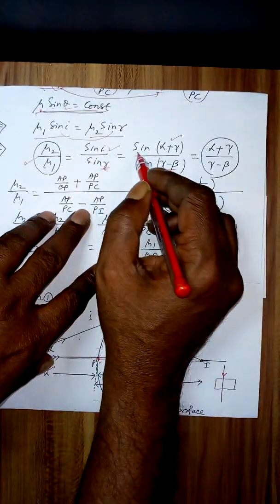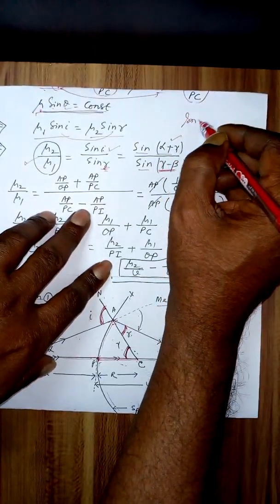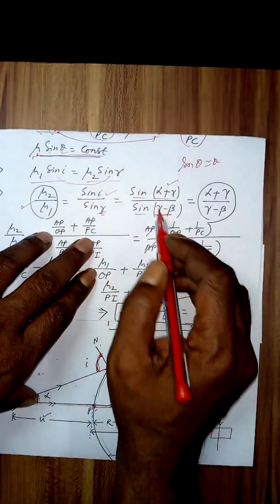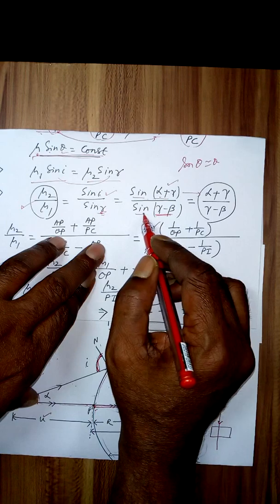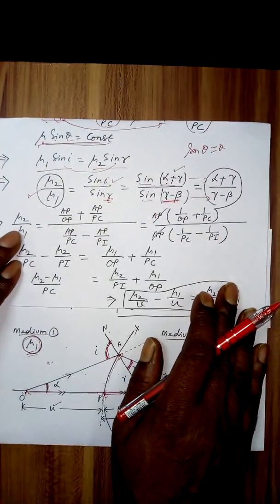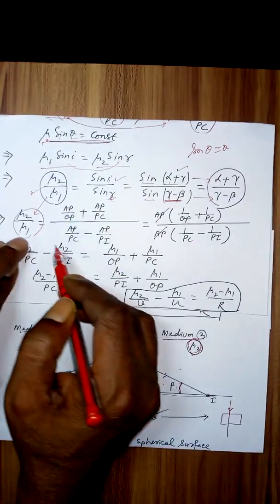For small angles, sin theta is nearly theta. We know for small angles, sin theta is nearly theta. So for sin of alpha plus gamma, I can write it as alpha plus gamma. For sin of gamma minus beta, I can write it as gamma minus beta. So mu2 by mu1 remains here.